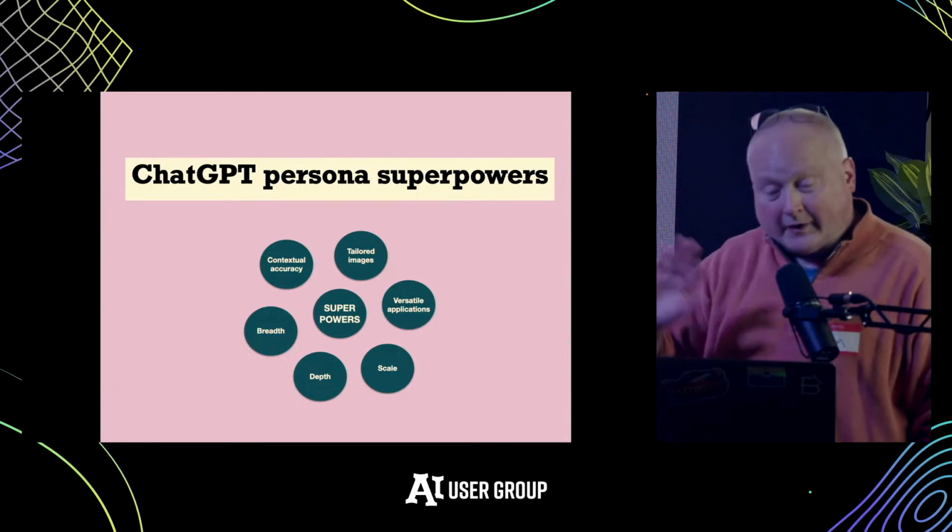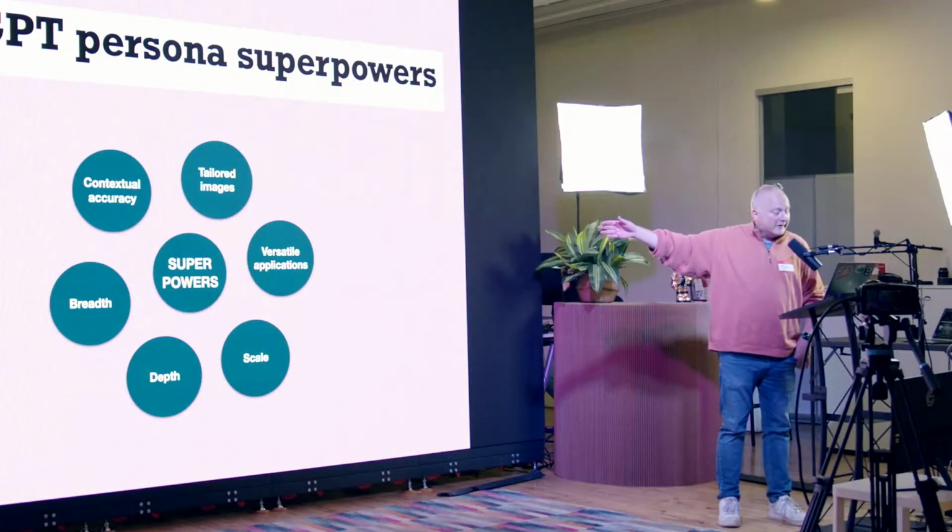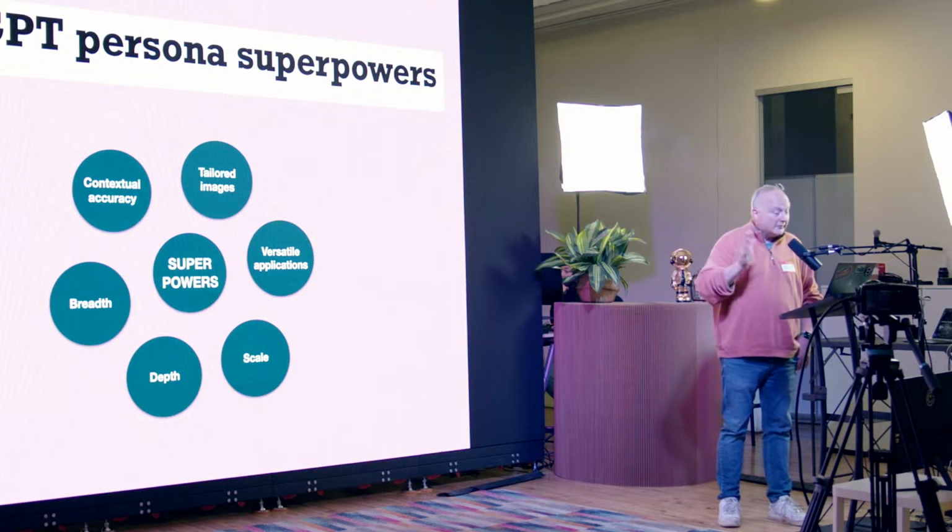Okay, so what I just presented to you was the normal persona stuff, like everything you've ever seen before in personas. The rest of this talk is about the new stuff, the really cool stuff you can do with ChatGPT. I should have titled the talk ChatGPT Superpowers, because personas are really awesome in ChatGPT. These are the six superpowers I want to talk about: contextual accuracy, tailored images, versatile applications, breadth, depth, and scale. I'll walk through all of these.